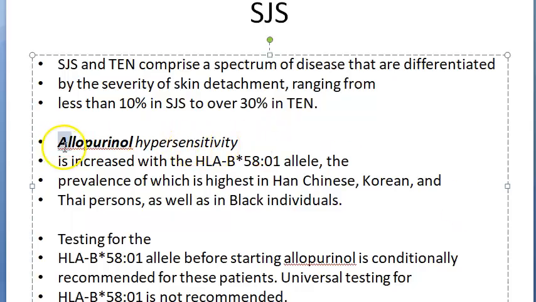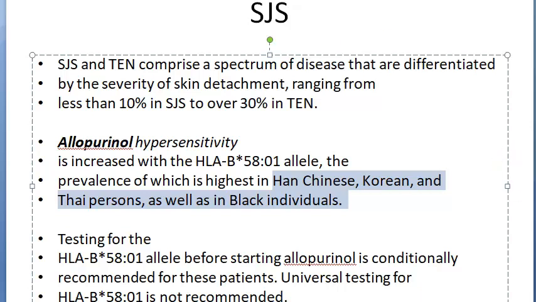So allopurinol, like we told you, is used to treat gout, right? If you test for HLA-B something and then start allopurinol, it is better. It is recommended, they're saying, especially for Chinese, Korean, Han, Thai people, as well as black individuals. For these people, they are saying. Okay, so in India we don't need to test, looks like.